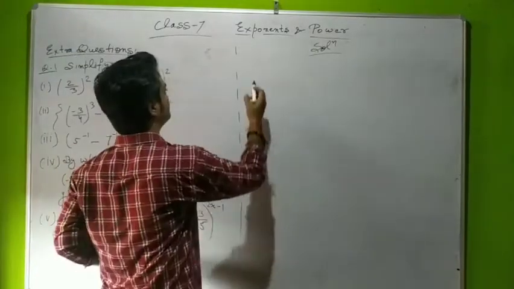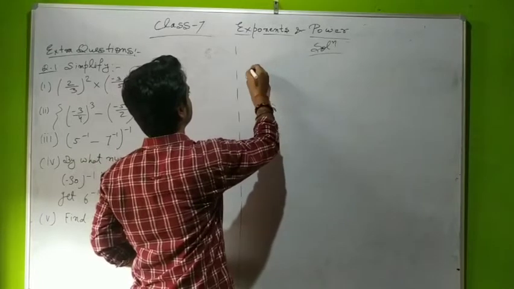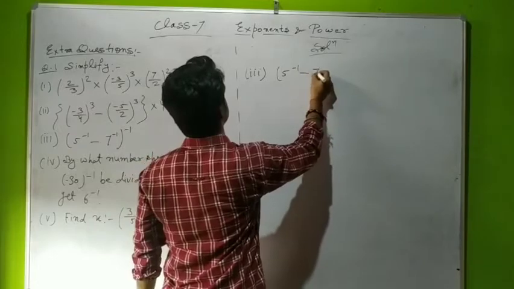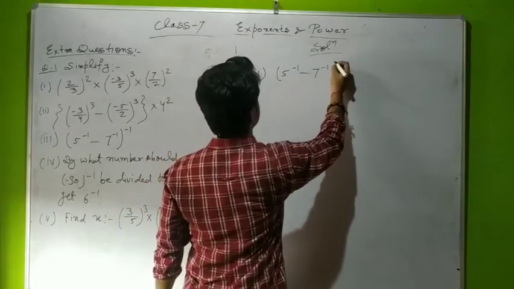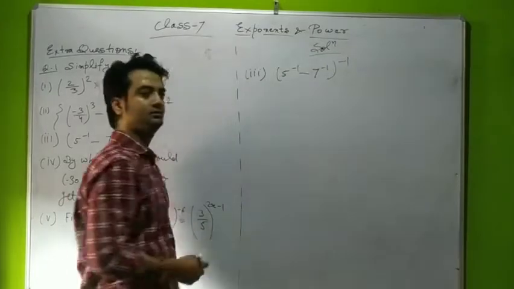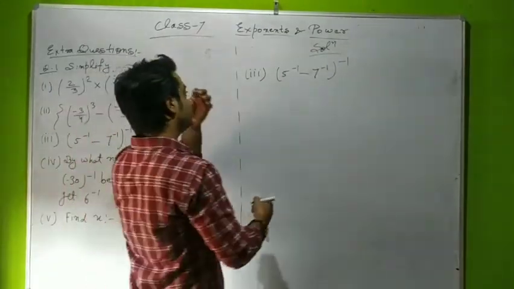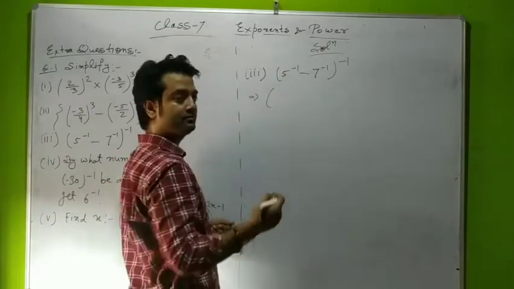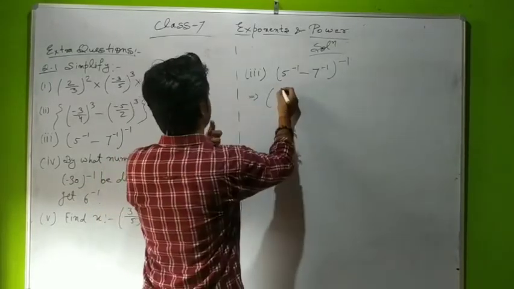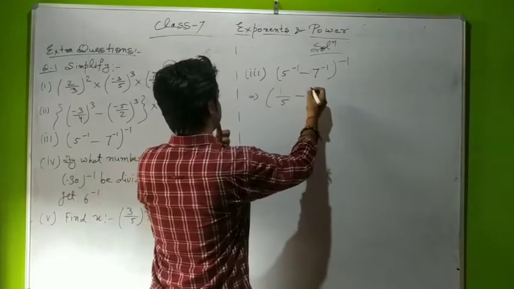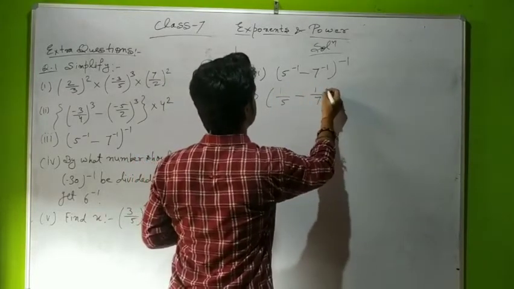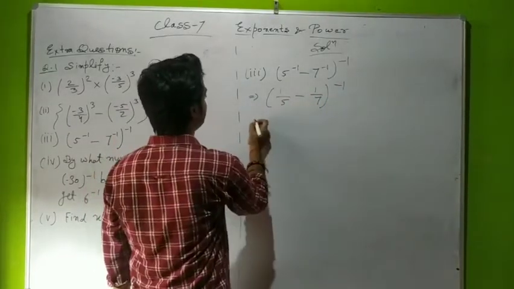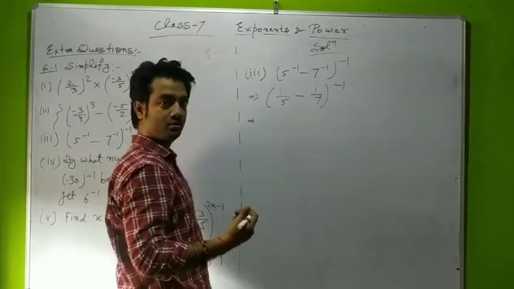Third question is (5 raised to the power minus 1 minus 7 raised to the power minus 1) whole raised to the power minus 1. So first we will solve the things which are inside the bracket. So it will become 5 raised to the power minus 1, exactly 1 upon 5, minus 7 raised to the power minus 1 means 1 upon 7, whole raised to the power minus 1. First we will simplify 1 upon 5 minus 1 upon 7.